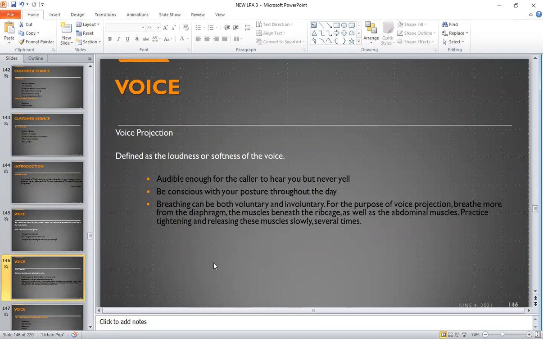Voice projection is defined as the loudness or softness of the voice. So be audible enough for the caller to hear you, but never yell. Be conscious of your posture throughout the day. Breathing can be both voluntary and involuntary. For the purpose of voice projection, breathe more from the diaphragm, the muscles beneath the rib cage, as well as the abdominal muscles. Practice tightening and releasing these muscles slowly several times.